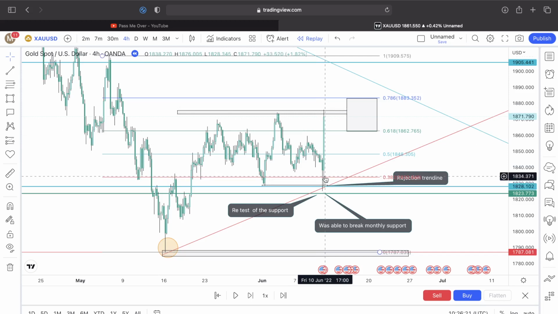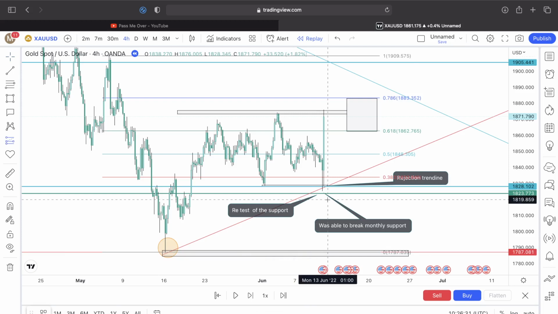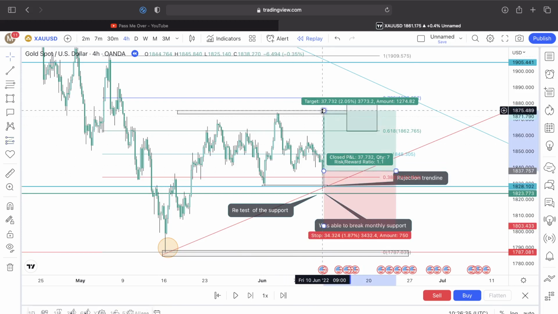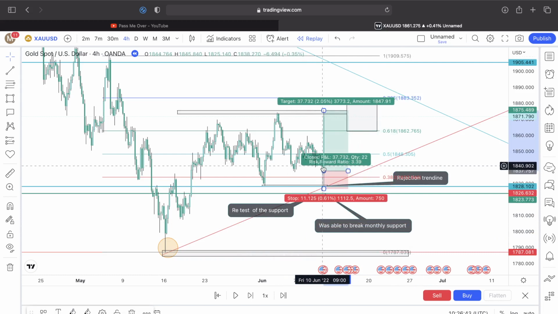We could have entered here. Okay, we could have entered there. Let me choose a long position. We could have entered here and then placed our take profit there. That's a 1-to-1 risk reward, which is a bit bad. Go here, so it's a 1 to 3 risk reward. Okay, this is still a long trade.